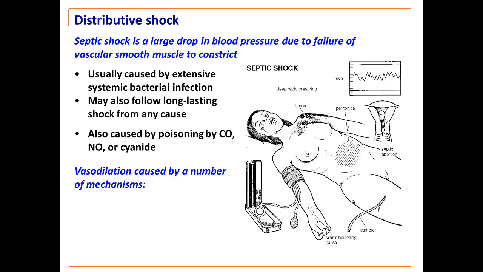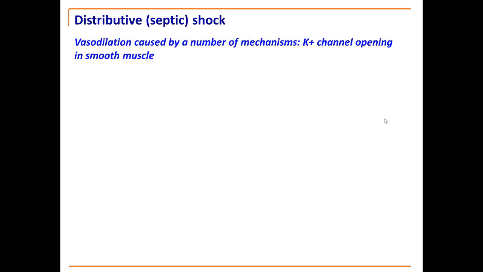And so that vasodilation caused by a number of mechanisms is thought to be potassium channel opening and nitric oxide synthesis. So we know how vasoconstriction and vasodilation is helped to be mediated via the sympathetic nervous system, but also through nitric oxide itself. So this vasodilation, like we've said, is caused by a number of mechanisms, and one of which is the potassium channel opening in smooth muscle.